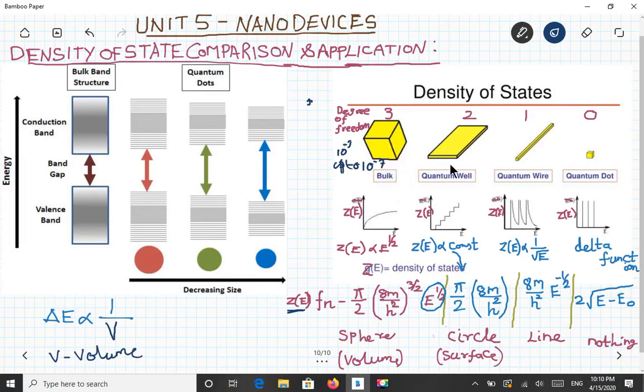So less than 10 power minus 7, we are leading it to thin sheets in the range of 10 power minus 9, but still under 10 power minus 9 meters, below 100 nanometers. So below 100 nanometers we call it a nano material. So quantum well is a kind of nano material. It will be below 100 nanometers.